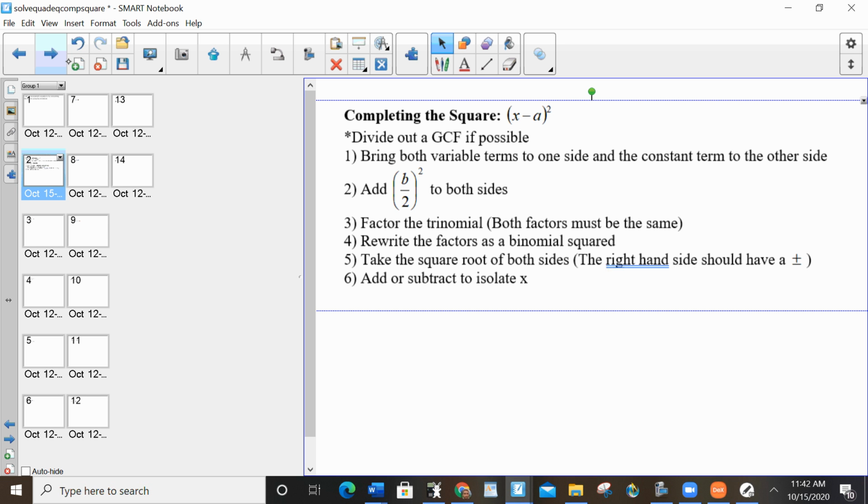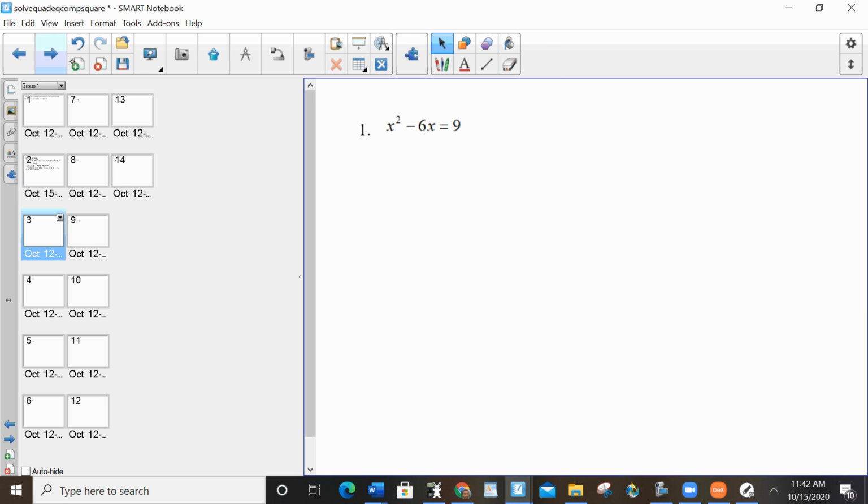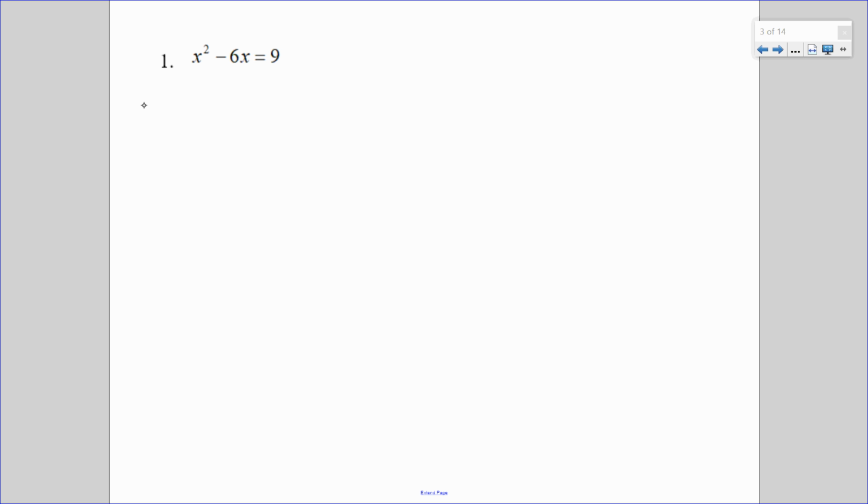We want to bring both variables to one side and the constant term to the other side. And we want to divide out a GCF if possible. So there is no GCF here. And yes, this is in the proper form because I have all the variables on one side and the constant term on the other side. So it's time to complete the square.